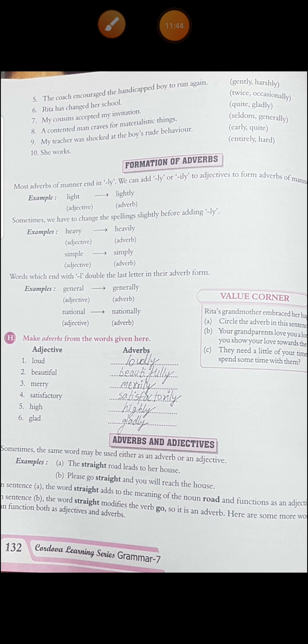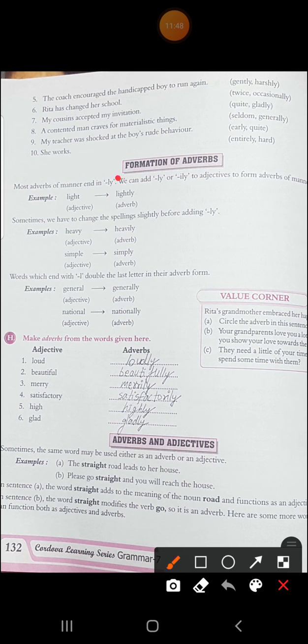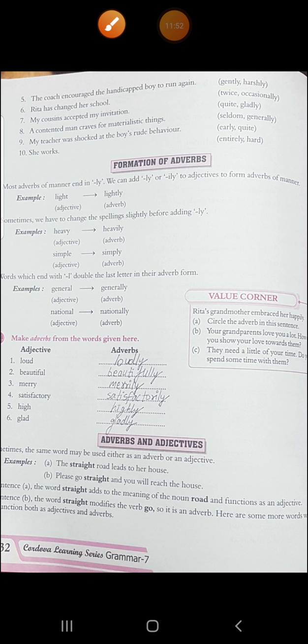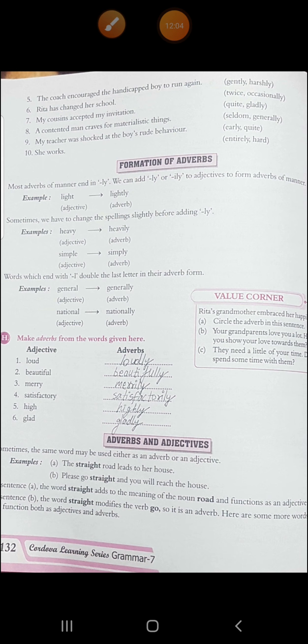Now see the next topic, that is formation of adverbs. How can we form adverbs? See, most adverbs of manner end in ly. We can add ly or ily to adjectives to form adverbs of manner. If you want to make adverbs of manner, how can you make it? By simply adding ly or ily. Like the example, light, adjective, it becomes lightly.